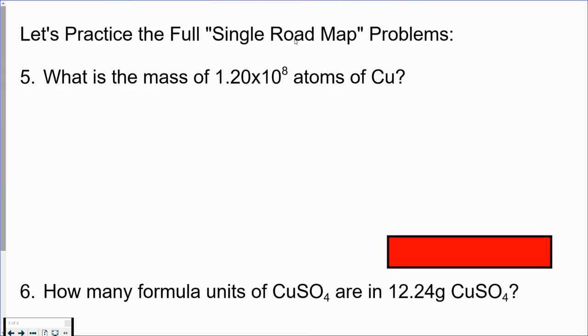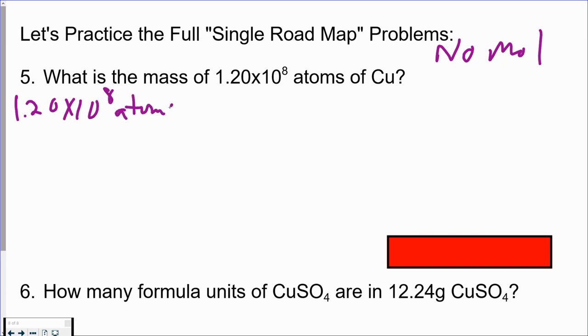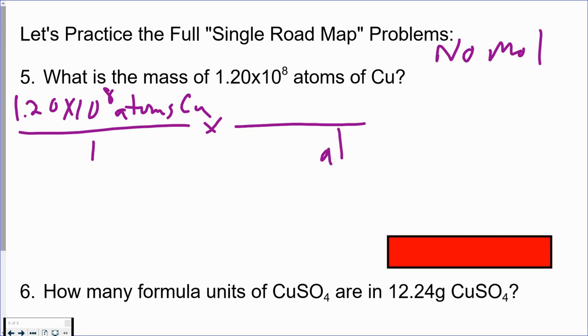And these are putting it all together. So how do I know that it's all together? Because there's no mole. So that means that my first step is going to go to the mole, and then from the mole, I can get to where they asked me to go. So for example, this one, it is 1.20 times 10 to the 8th atoms of copper over 1. Since I'm in atoms, atoms are going to go down to the bottom.